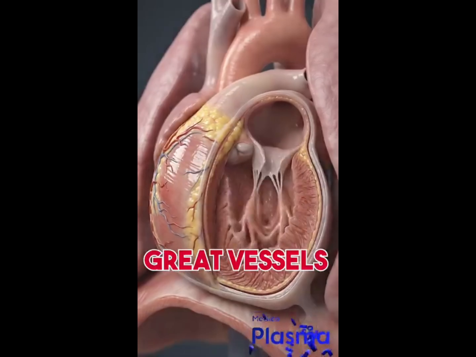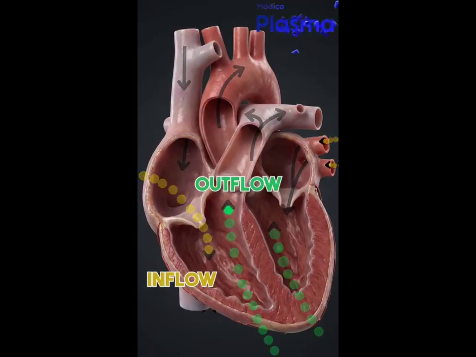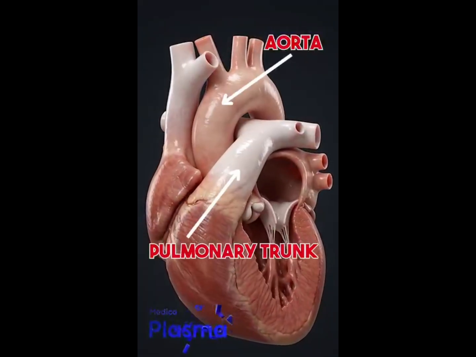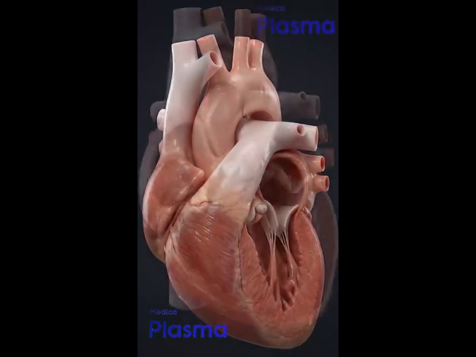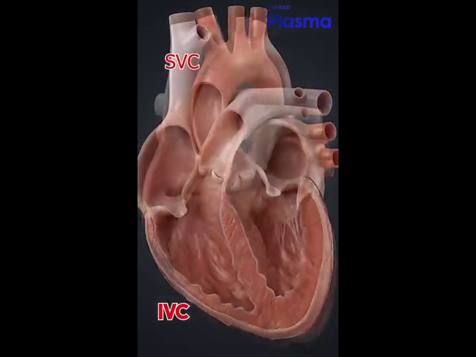The great vessels are the major arteries and veins that directly connect to the heart, forming the main inflow and outflow tracts. The arteries include the aorta and pulmonary trunk, while the veins include the superior vena cava, inferior vena cava, and 4 pulmonary veins.